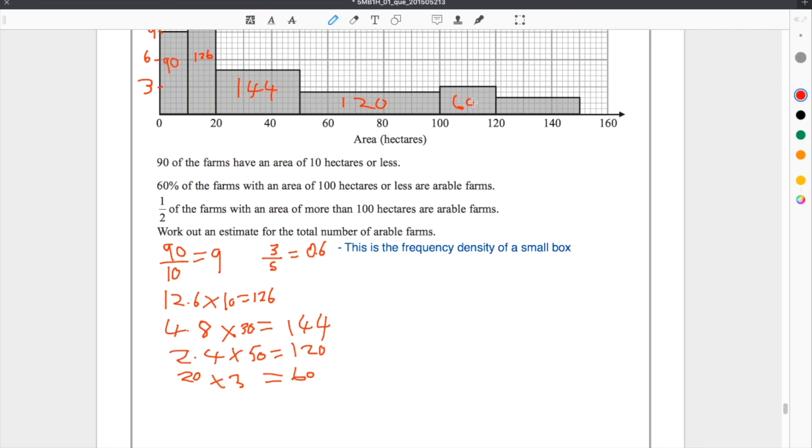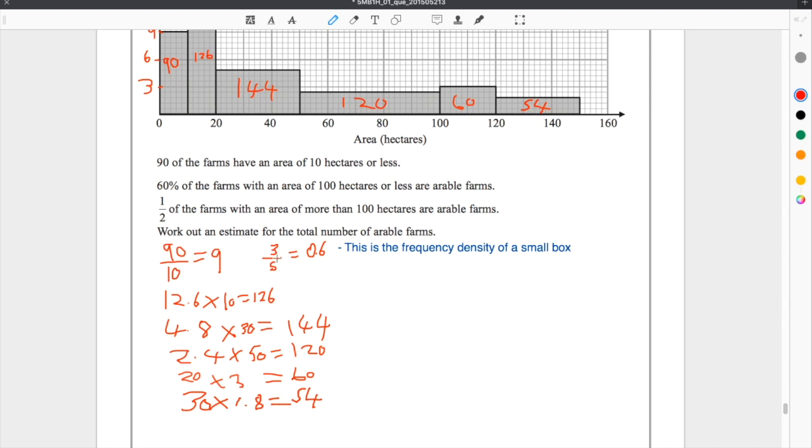And finally here, with this bar, we have a width of 150 minus 120. It's 30. It's 30 times the height, which is 3 small bars, which is 1.8, because it's 3 times 0.6. And we type that in and get 54. So there we go, we have the frequency represented by each bar.